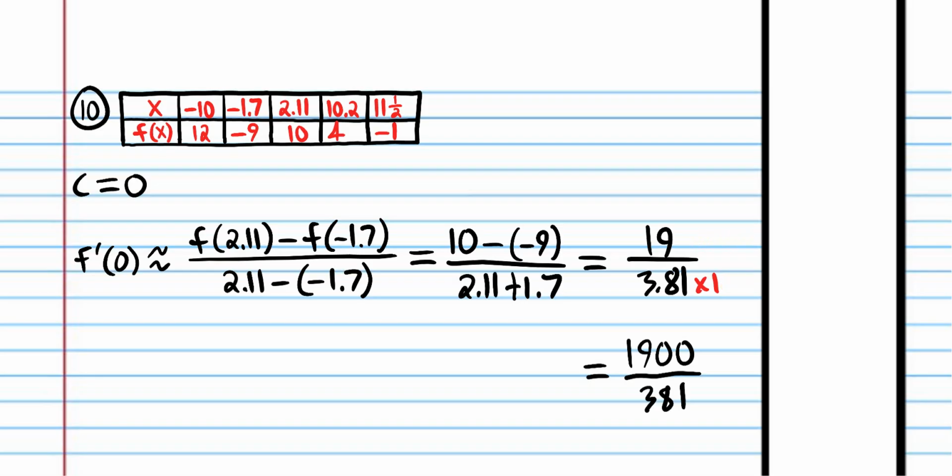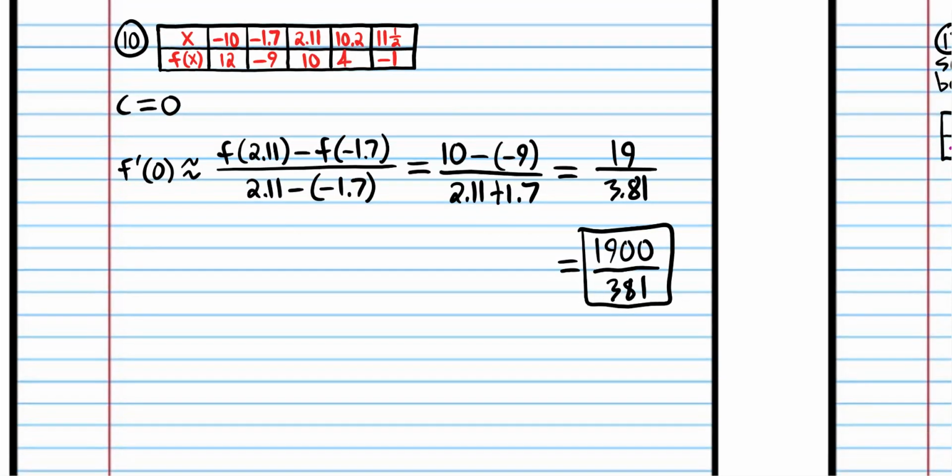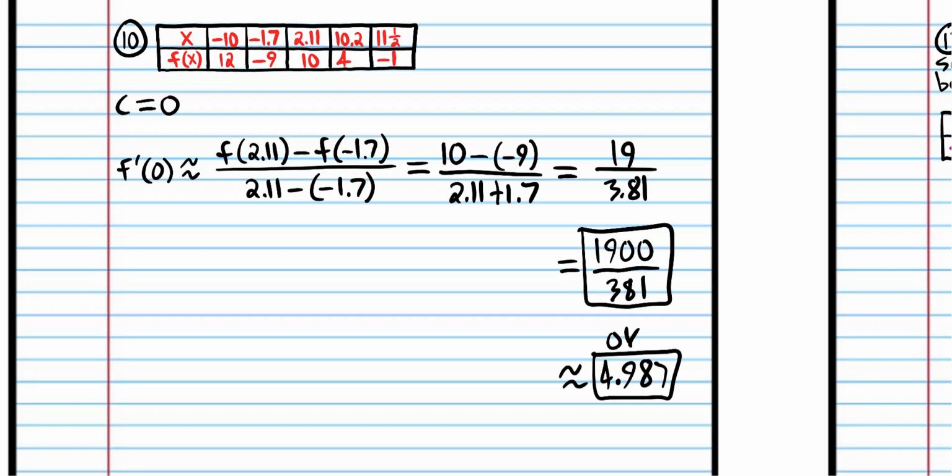So if you know you're going to get a huge decimal, you can change to a fraction form, or you can just round off. I don't really care. You write the decimal form and then just round off or something. So we can also say 19 divided by 3.81 is approximately 4.987. Okay, so if you got that right, excellent.